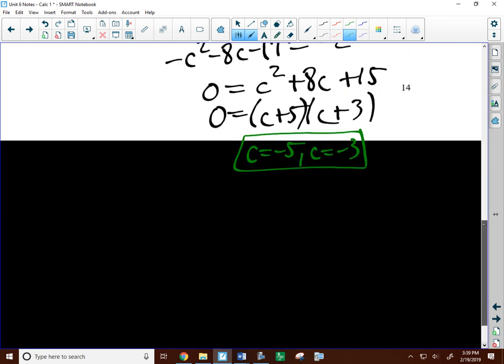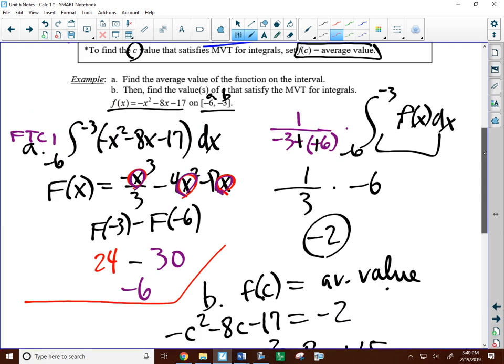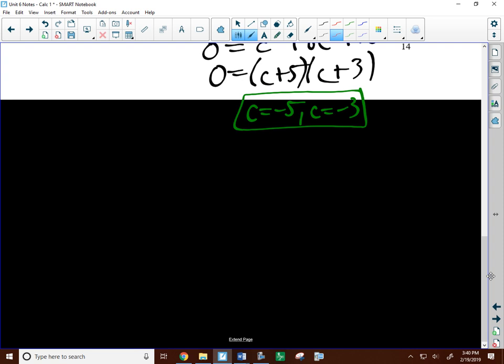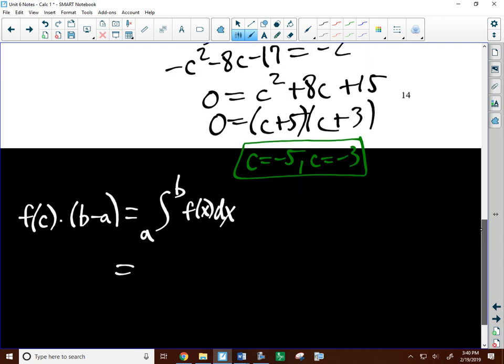Okay. Now, one last thought here. If you were just asked part B, I set it up so we found part A first to help us out. I would go back down here to that first one above, f of c times b minus a. Well, the left side there is the area of the rectangle. I think this is the easiest one to remember. The right side is the area under the curve. So you can always go back and set these equal and start from there if you'd like.